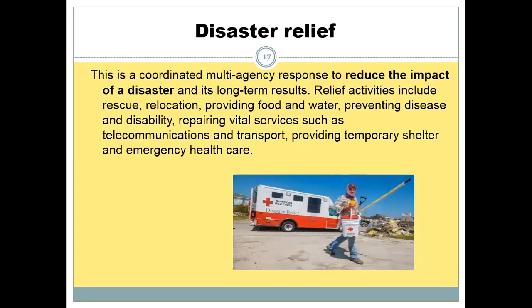Relief: providing relief, like providing food to people, providing medical resources to people, providing shelter to people, and providing different services so that their trauma can be reduced, as well as their other losses.